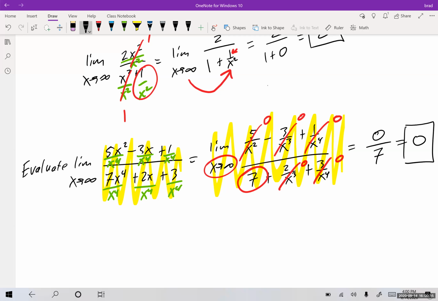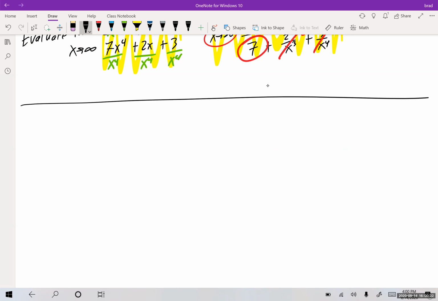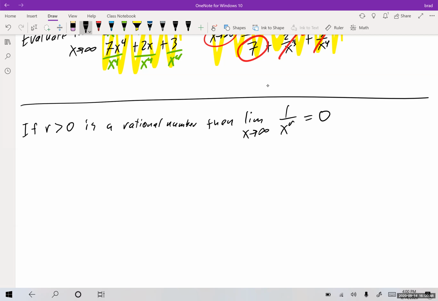So the thing is we get 0, okay? I want to write out some ideas. It says if r is greater than 0 is a rational number, then the limit as x approaches infinity of 1 over x to the r equals 0. So that's what we just did in the previous problem.